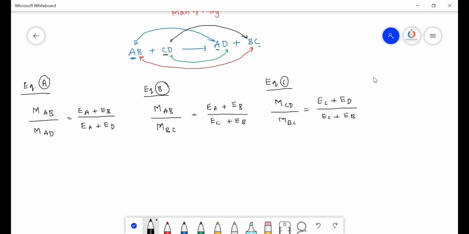Similarly, let us try to calculate the equivalent mass of D. D is present in these two compounds, so we have to write down the masses here. Mass of CD divided by mass of AD is equal to equivalent mass of C plus equivalent mass of D, divided by equivalent mass of A plus equivalent mass of D.